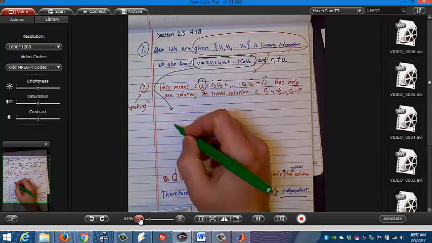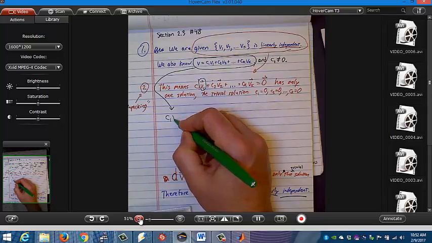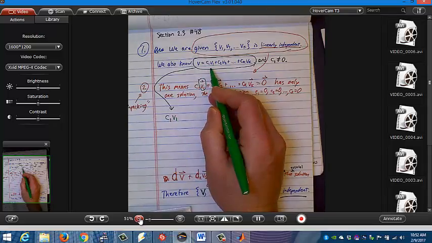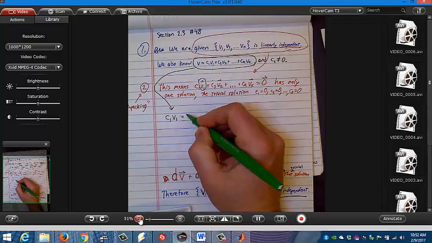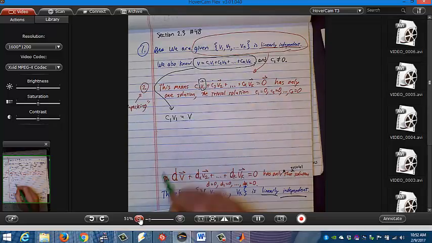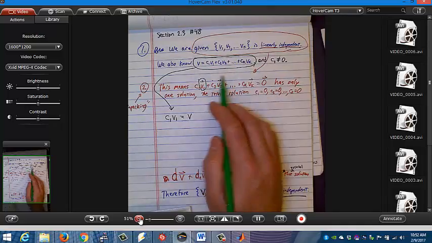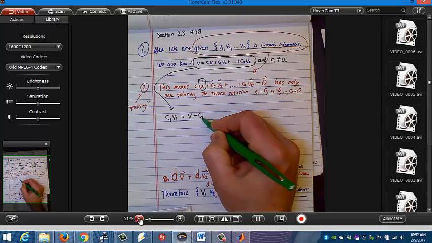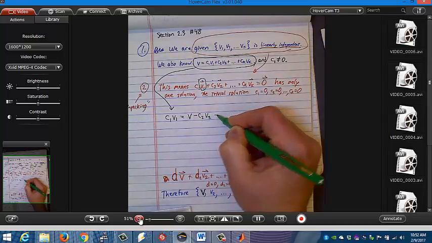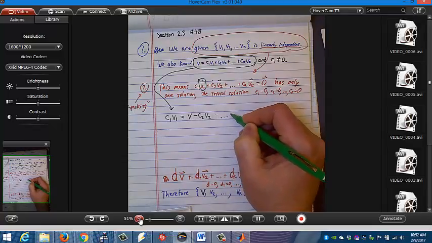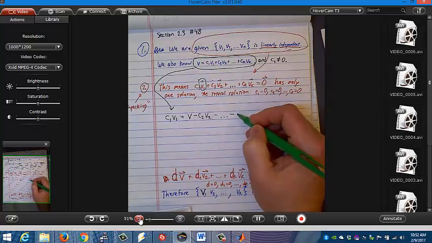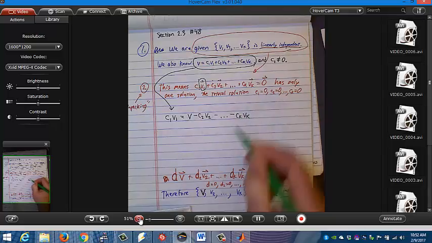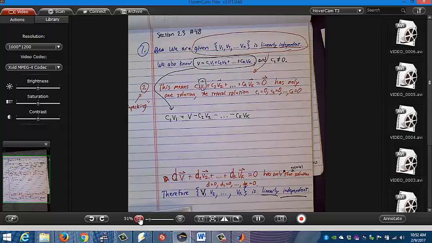Well, I think we can write C1V1, which is the right-hand side, is actually equal to V. And then I'm going to move all this stuff to the side with V. So it'd be V minus C2V2 minus C3V3 minus all the way up to what would be the last thing you subtract? CKVK. Does that make sense?